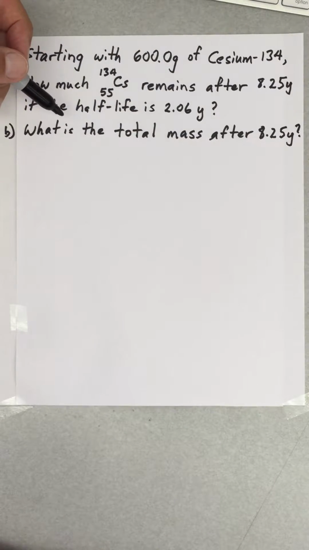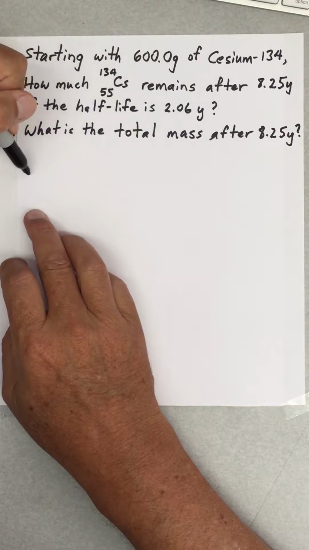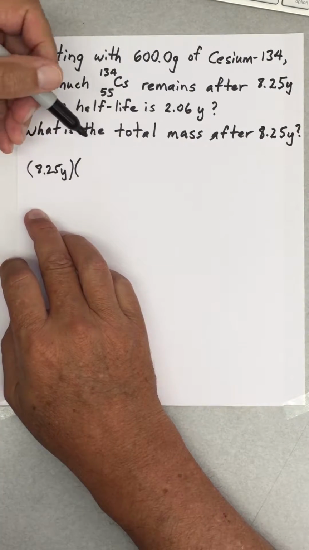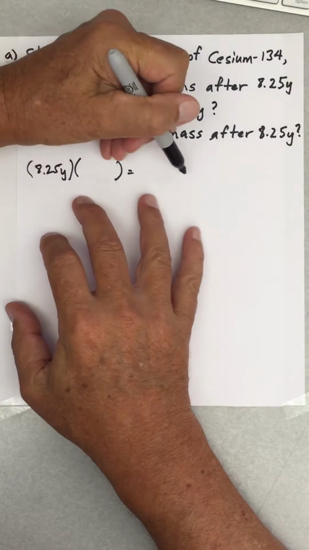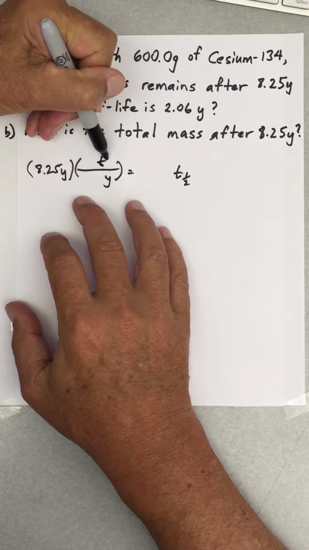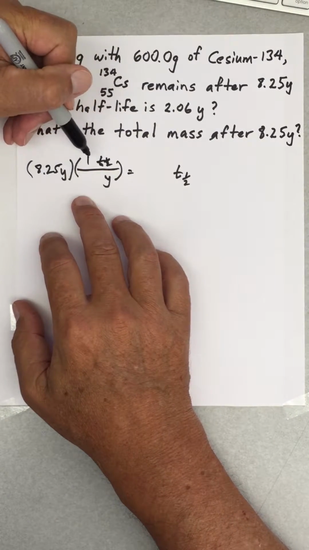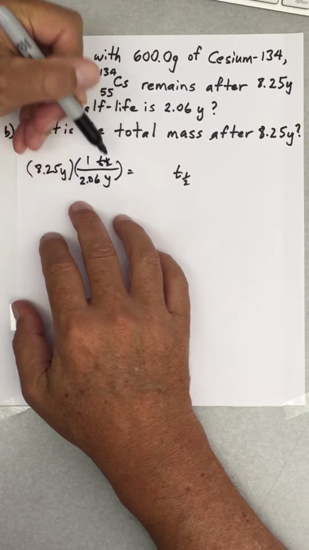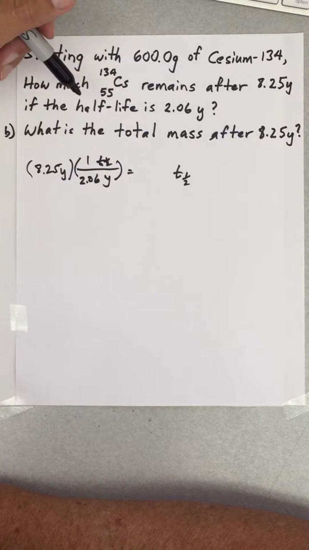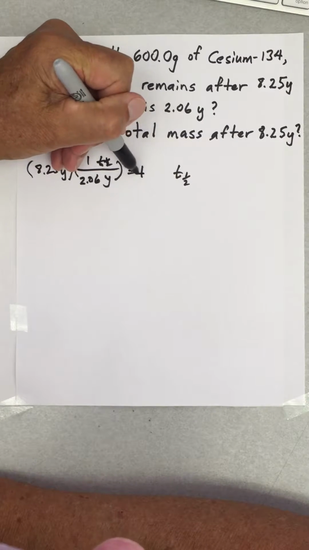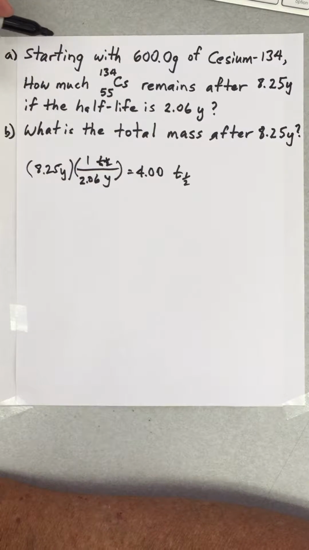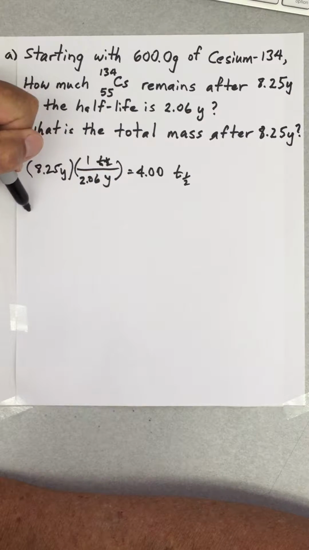So anyway, I'm going to just do it mathematically. I've got 8.25 years, and I want to turn that into the number of half-lives. So I have to get rid of years and keep half-lives, and one half-life is 2.06 years. So I do this math, I cancel out the years, and I end up getting 4 half-lives. Okay, so now I'm starting out with 600 grams.